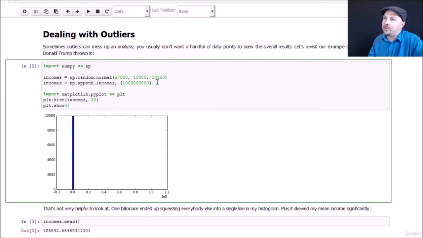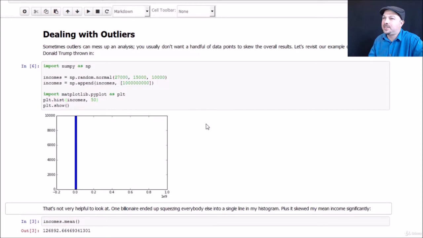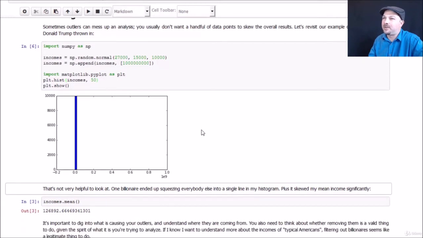And then I'm going to stick in an outlier, call it Donald Trump, who has $1 billion, and we're going to stick this guy in at the end of our data set. So we have a normally distributed data set around $27,000, and then we're going to stick in Donald Trump at the end. And we'll go ahead and plot that as a histogram, and you can see, wow, that's not very helpful. We have the entire normal distribution of everyone else in the country squeezed into this one bucket of the histogram, and then we have Donald Trump out here screwing up the whole thing at $1 billion.